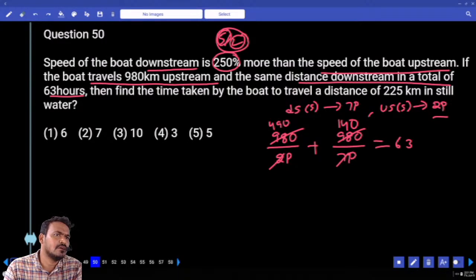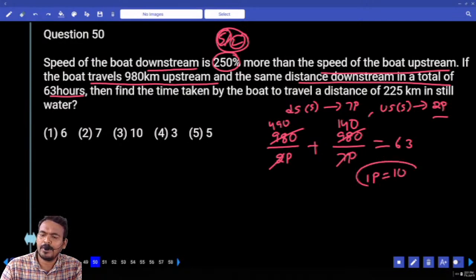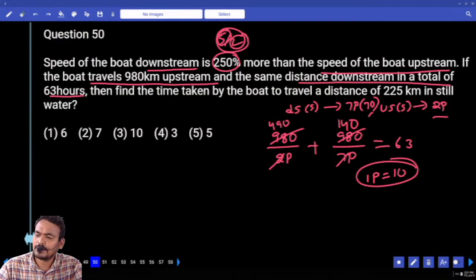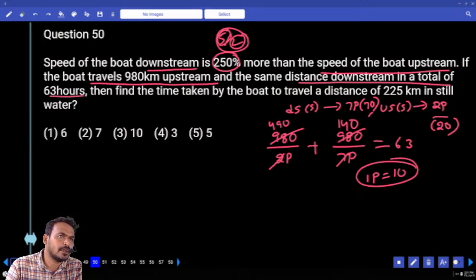How many times? 10 times. Every one part equals how much? 10. One part value is 10. Then downstream speed is how much? 70. Upstream speed is 20. One part is 10, so 7 parts are 70, and 2 parts are 20.